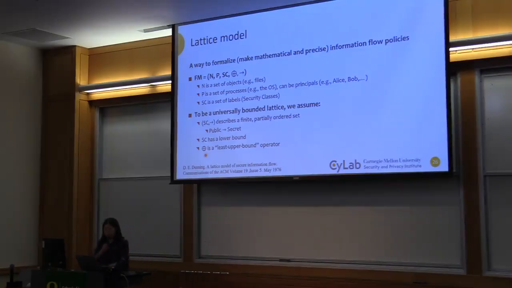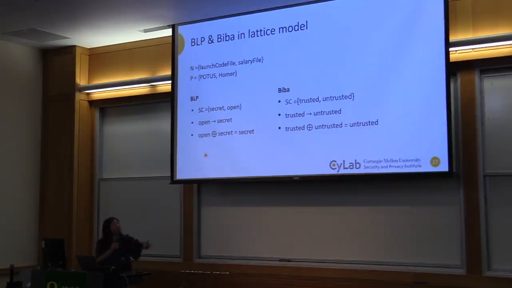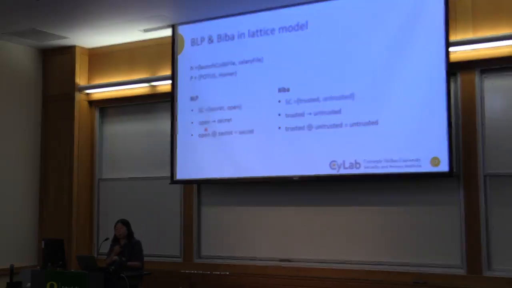In Denning's paper, given this lattice of labels, we can model both BIBA and BLP in exactly the same way. We just have to instantiate our security classes differently. For BLP, we have secrecy labels. It's throughout the field, just to be simpler. For BIBA, I have trusted and untrusted labels. It's sort of a flow-to relation.